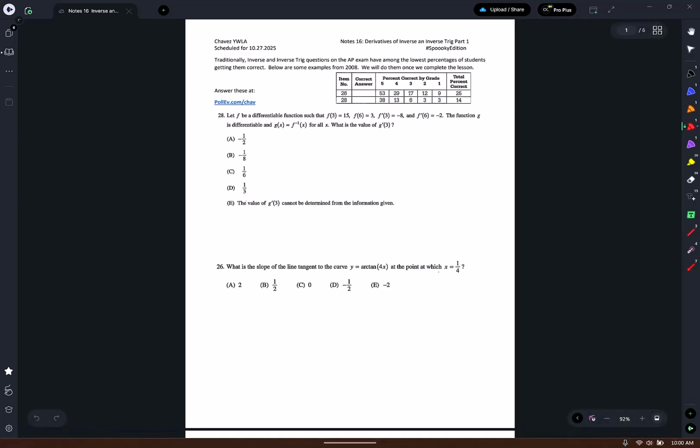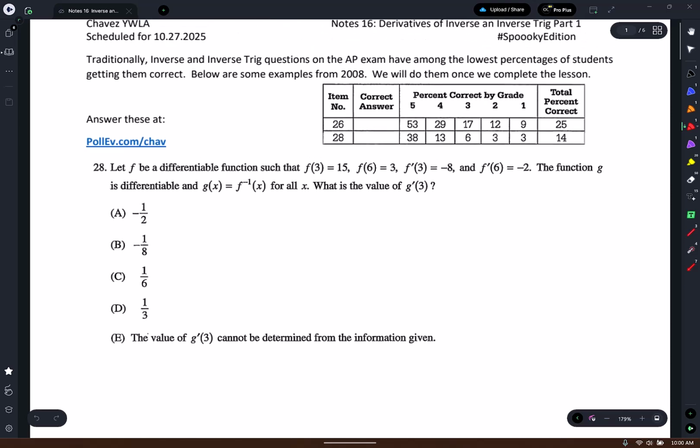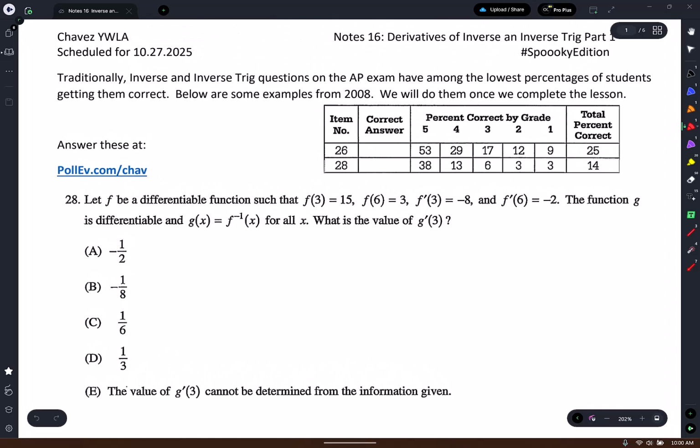We're gonna talk about it right now. All right, so check it out. These, and don't worry, we don't know how to do them right now just yet. Look at the percentage of students getting these questions correct. Look at number 26. Only 25% of the total population in 2008 got this question correct.